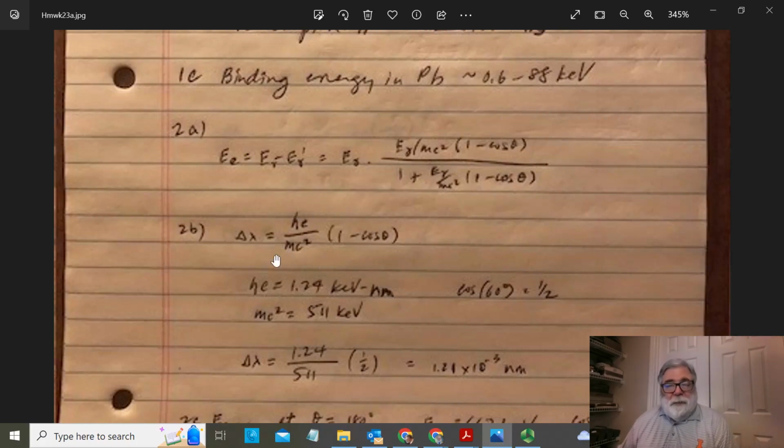But you have to be careful about units. You can't put in mass in terms of energy unless you include the c squared. You have to put it in terms of kilograms, and you've got to change units, etc.